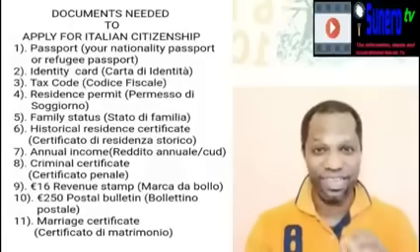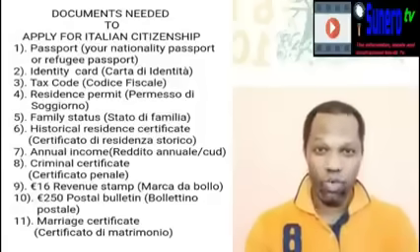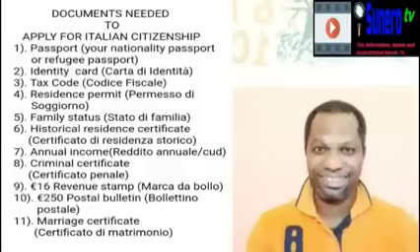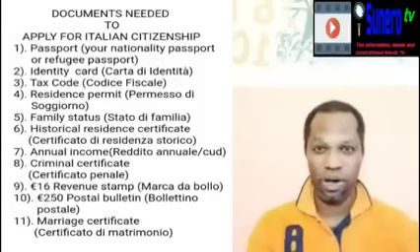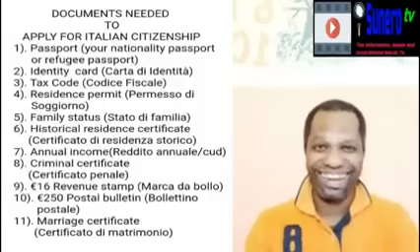Marriage certificate, certificato di matrimonio. Those doing it through marriage need it. If you are not doing it through marriage, you don't need it. If you are not getting the citizenship through your husband that is a citizen, or through your wife that is a citizen, you don't need this one. So even though you are married, you don't need this one. So this is some of the documents you need to apply for Italian citizenship.